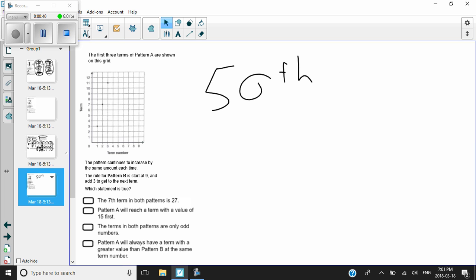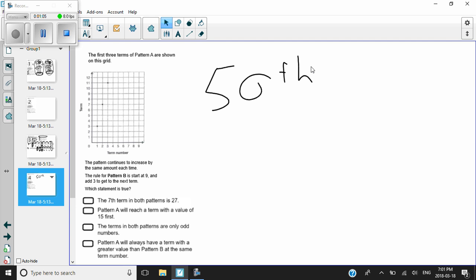So one of the things that we can do is try to figure out what the pattern rule is. What is the rule? What is actually happening for this? So in the first one, we could see that the gap was 4. It was increasing by 4. And it started at 3. So term 1 started at 3, and then thereafter it increased by 4.